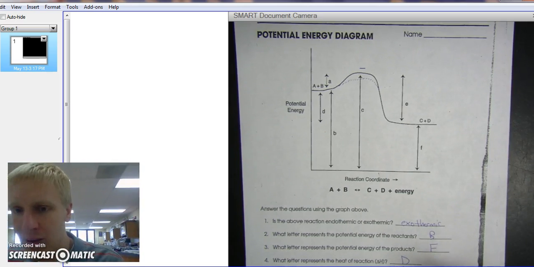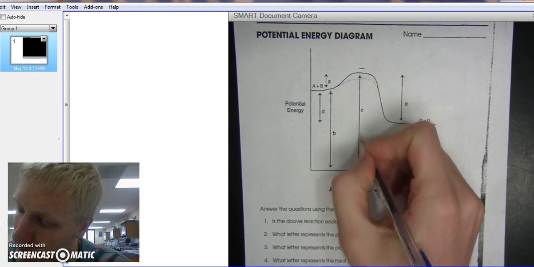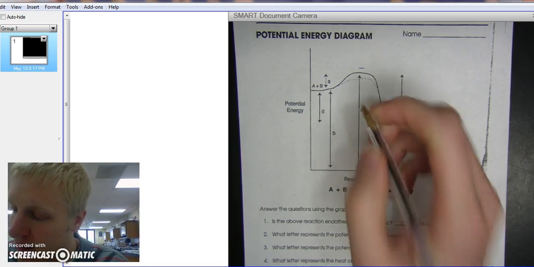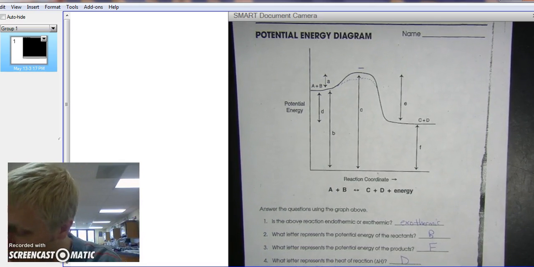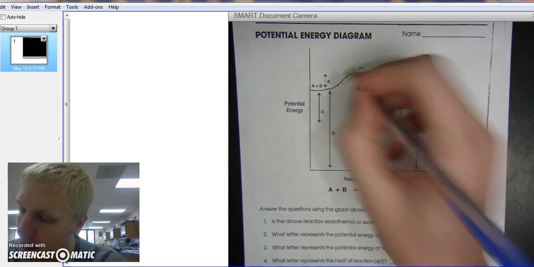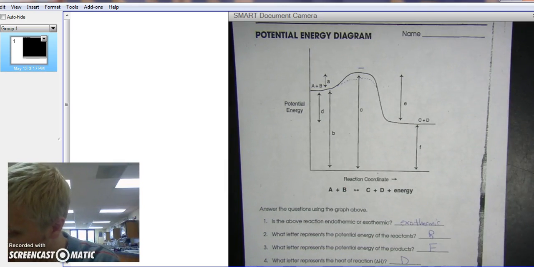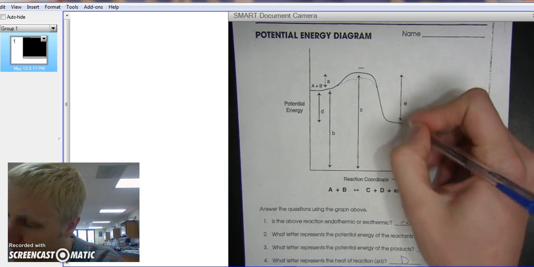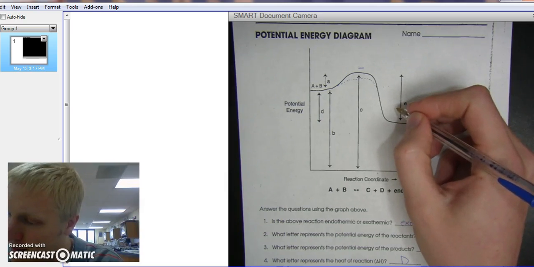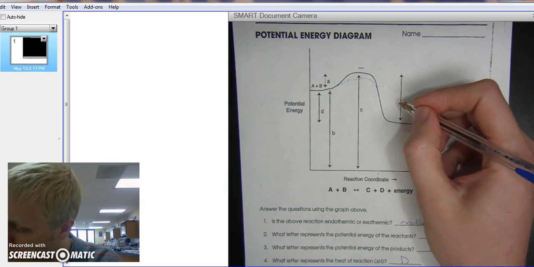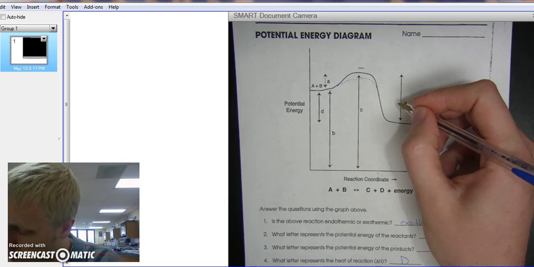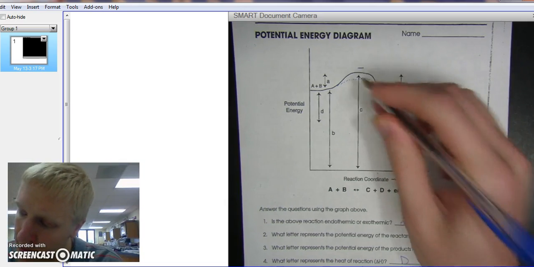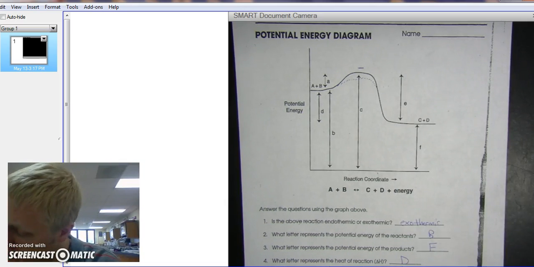Alright, so what letters would change? Well, it looks like C, the potential energy of the activated complex, would definitely change. A, the actual activation energy, changes. And it looks like E, the activation energy of the reverse reaction, would also change.